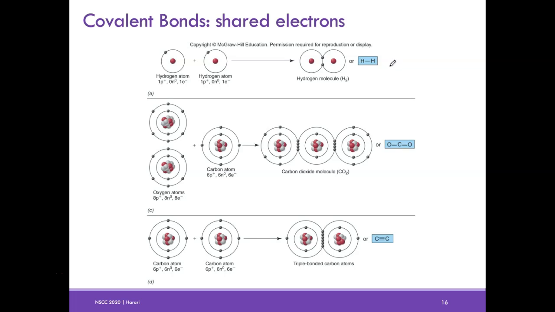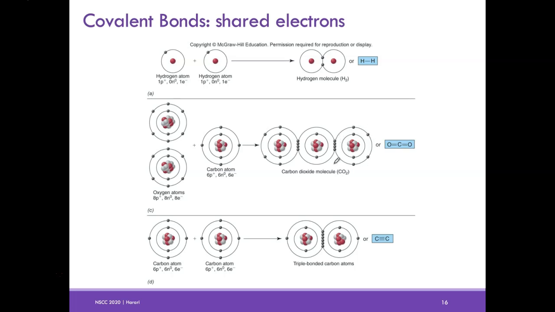It's possible to also have a double covalent bond if 2 electron pairs are shared. And you see this a lot between carbon atoms, or between carbon and oxygen, or between carbon and nitrogen. So for example, carbon dioxide: you have a carbon atom that's double bonded to 2 separate oxygens. So each oxygen and the carbon are sharing 2 pairs of electrons.